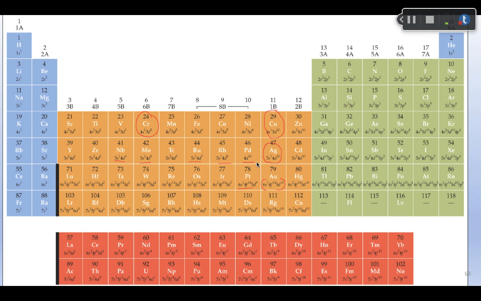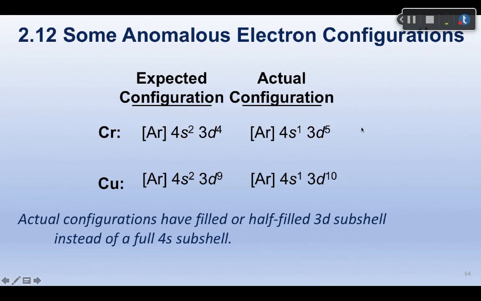So don't expect that absolutely everything is as clear cut as we might first imagine. The two that you need to pay attention to are chromium and copper. Know that they're unusual, and we'll talk about the consequences of those anomalies with time. So beware that you're going to notice what the proper and actual configurations are for those two elements, including filled or half-filled 3d subshells rather than having a full 4s subshell.